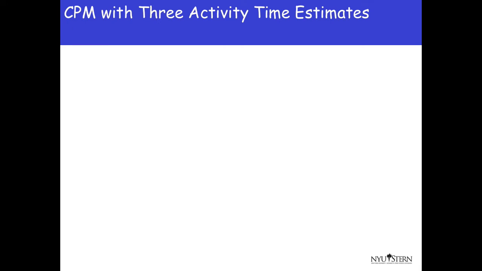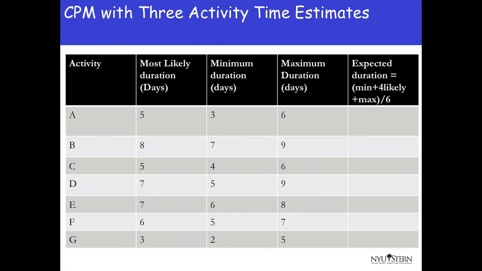Now let us consider the more realistic scenario in which we don't know the exact activity duration, but we have an estimate of the most likely duration as well as the minimum and maximum durations, like we see in this table. We would like to find the expected project duration as well as the probability that the project will be done within a certain amount of time.